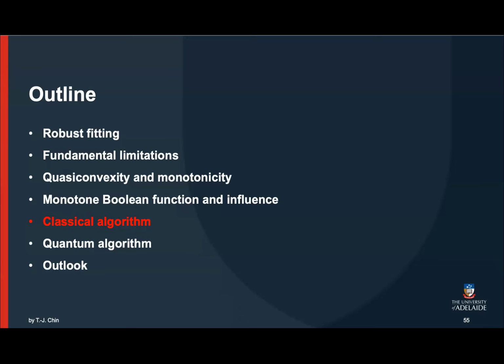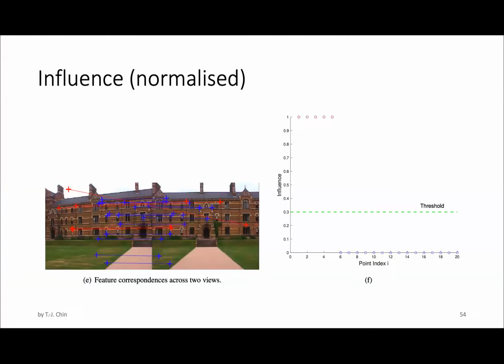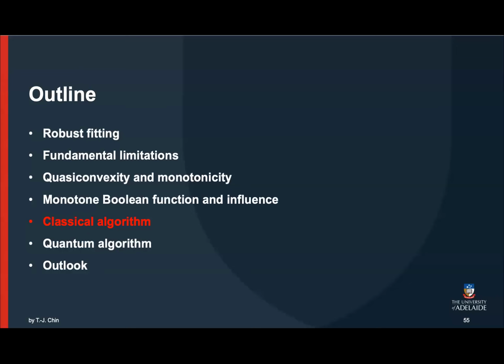That's what we did, brute force. With 20 points, 8 dimensions, you can brute force, no problems. If you have more points, what do you do? You go back to Fischler and Bolles's algorithm again. You do random sampling.